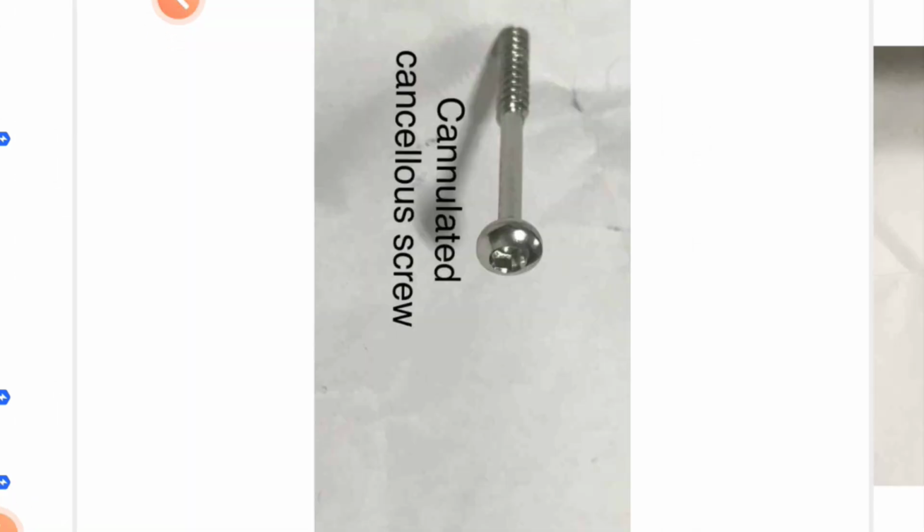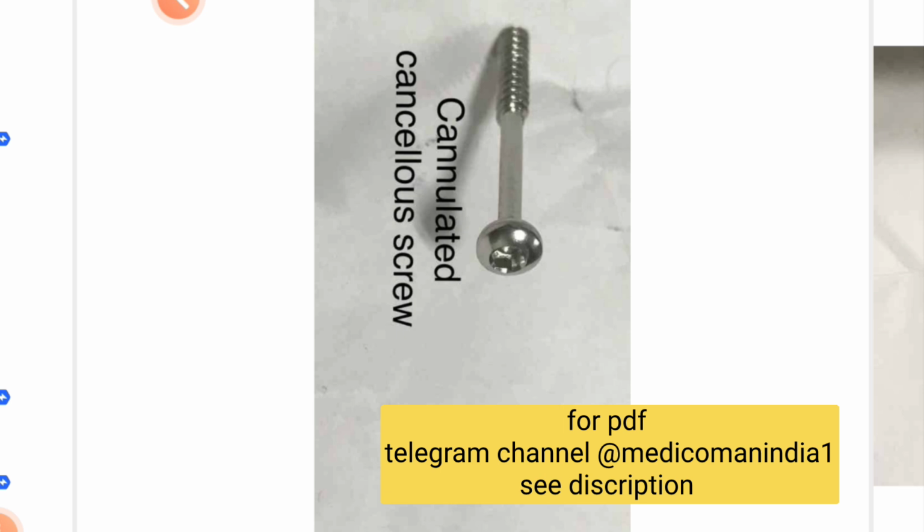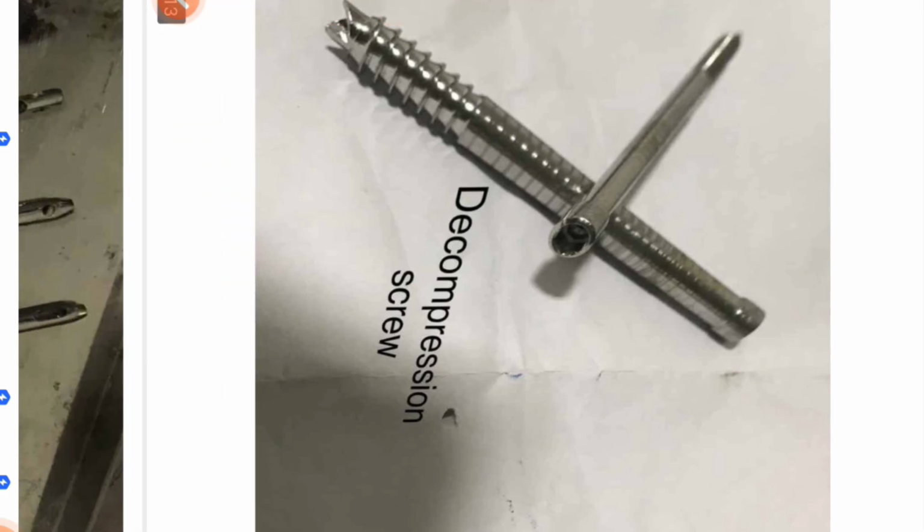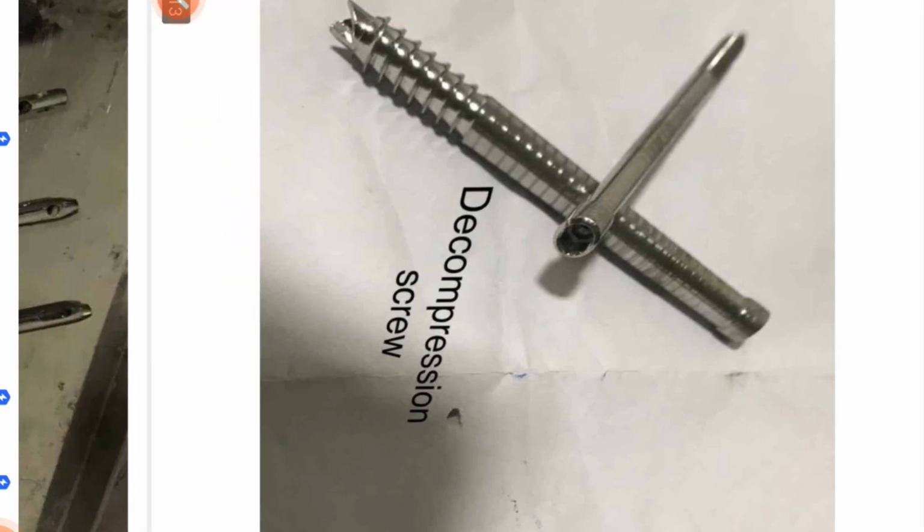Next is the cannulated cancellous screw. I already explained the difference between all the types of screws. This is a cannulated cancellous screw. Next, here you can see the decompression screw. What is a decompression screw? It is used for the PFN, proximal femoral nail. That one nail will go. This is a decompression screw.